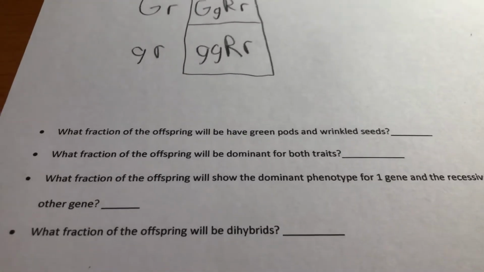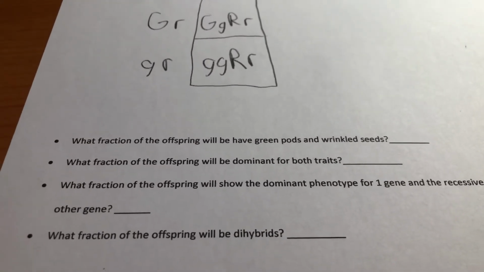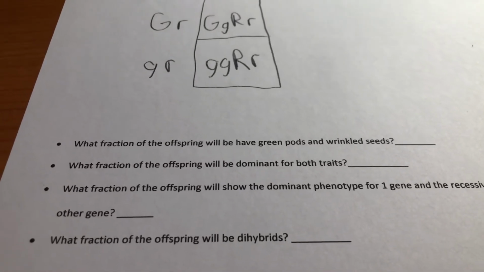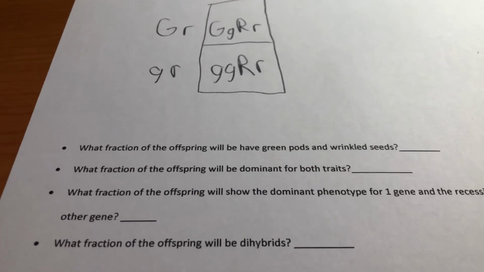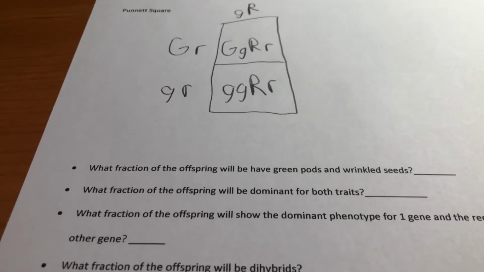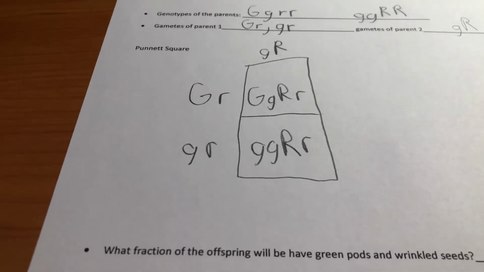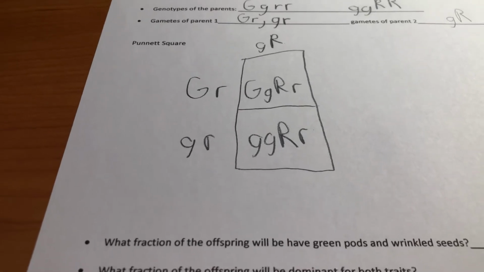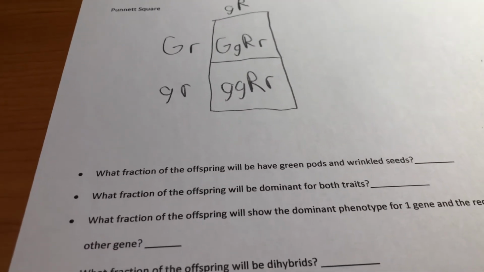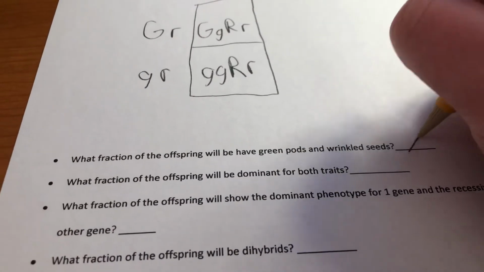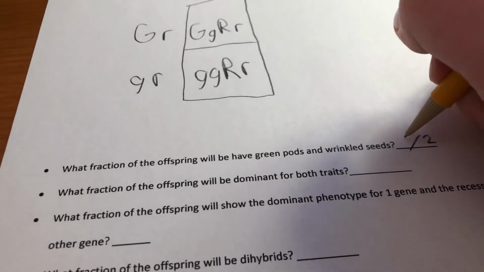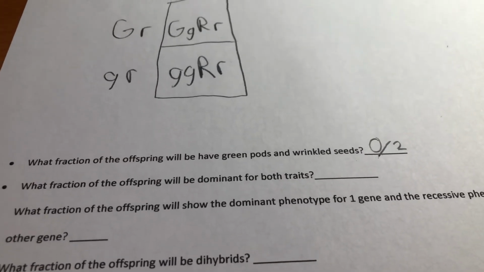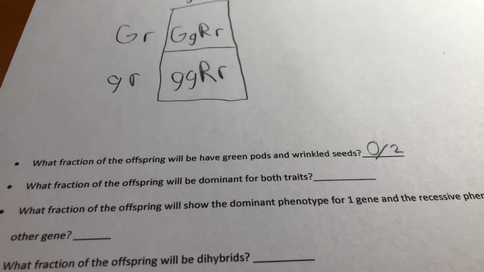Now the first question is, what fraction of the offspring will have green pods and wrinkled seeds? Now the green pods are dominant and the wrinkled are recessive. So as we look up here, we need to find one that has the capital G and 2 lowercase r's, but I don't see any up there. So because it's out of 2, we would just put 0 out of 2. Or we can just leave out the 2 and just put the 0 if we want.